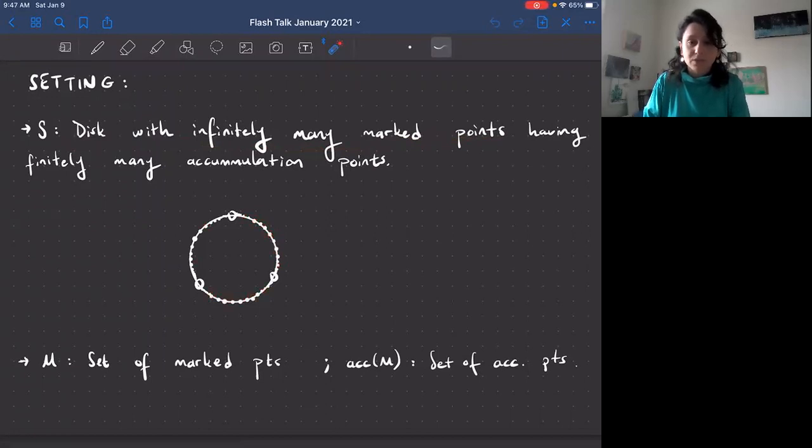Having finitely many accumulation points means these infinitely many marked points accumulate to accumulation points, and we require them to accumulate on both sides, meaning each accumulation point is two-sided. With M, we will denote the set of marked points, and with N the set of accumulation points.